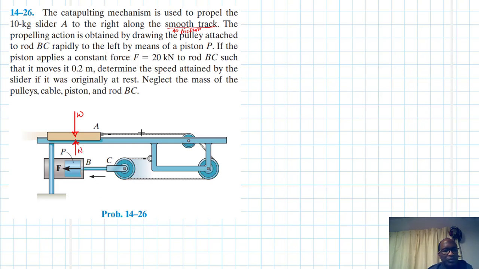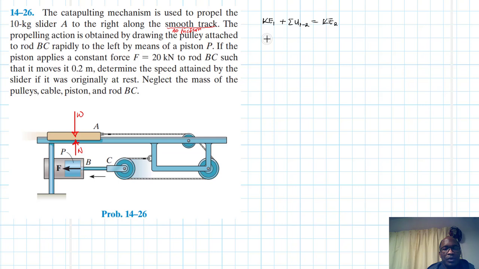All right, so using the principle of work and energy, I'll say the initial kinetic energy of the slider, 1, plus the total work done on the slider from point 1 to point 2 is equal to the final kinetic energy. Alright, so let's write down what we have. Mind you, the piston moves to the left.